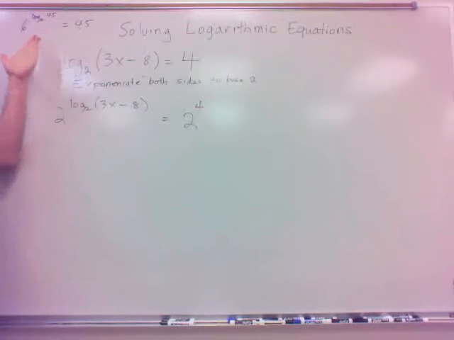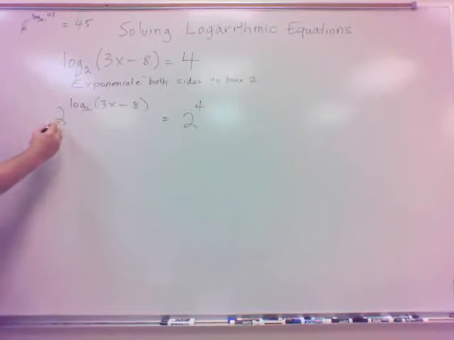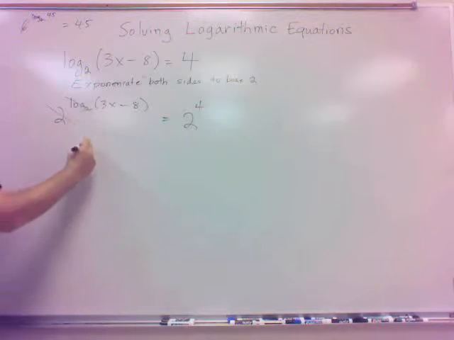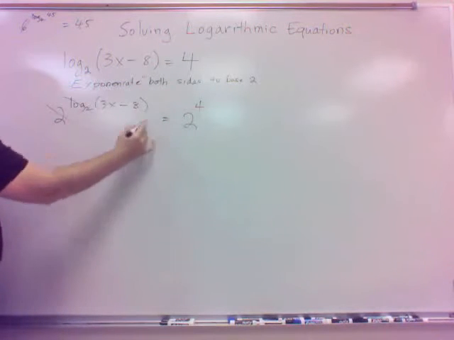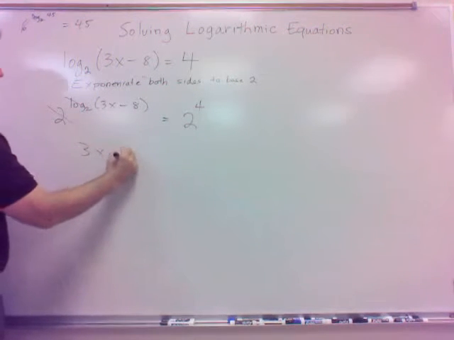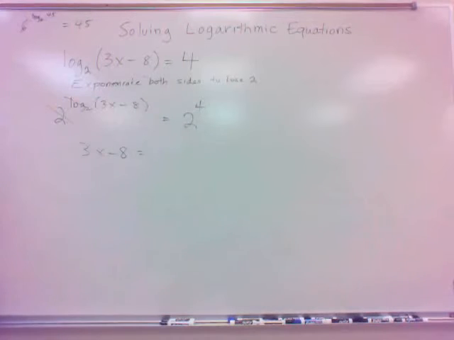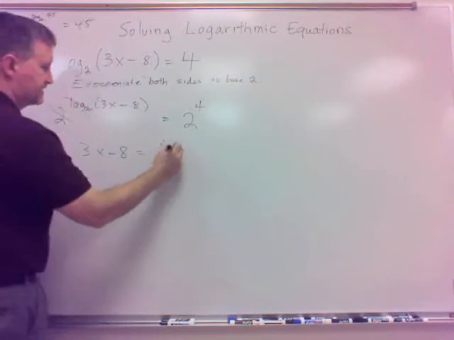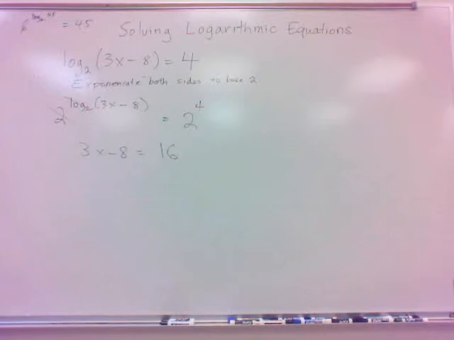What happens? Well, that's what we were just talking about. Over here, what have I got? I've got 2 to the log base 2, so don't those cancel out? We looked at that last time. Yes, they do. And so what's left over here? Well, what's left over here is just 3x minus 8. Now, on the right side, I have 2 to the 4th, which is, what's 2 to the 4th? 16. Okay? And so that gets rid of my logarithm and leaves me an equation, hopefully, that I can usually solve.